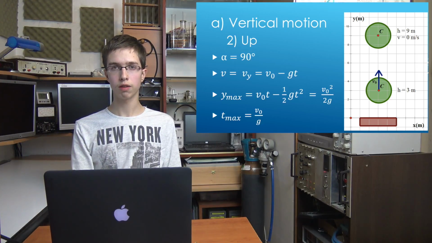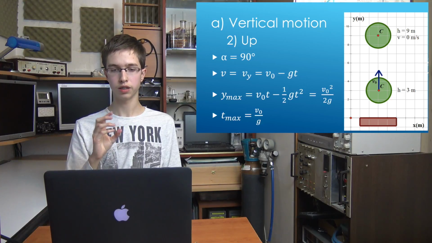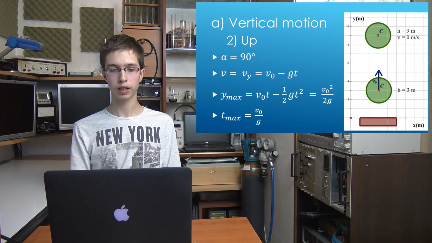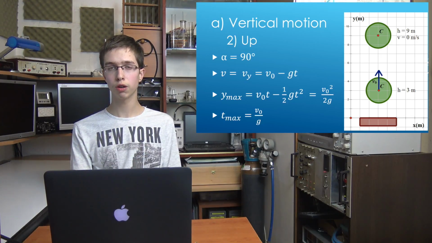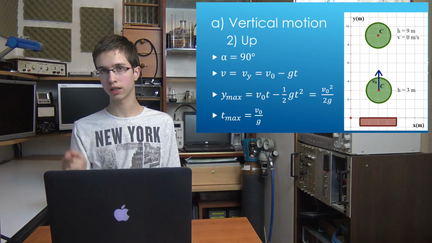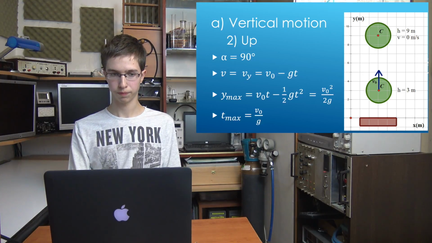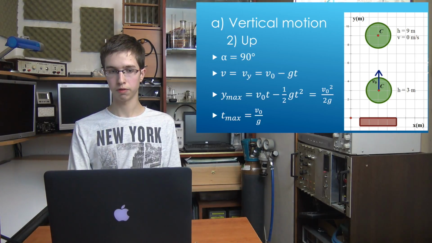And t max is the time for which the body makes that motion, which is actually the starting velocity divided by g. And in this picture we have a body which starts at the initial height of 3 meters with some starting velocity v0 and comes to the highest point of 9 meters, where its velocity comes to 0 meters per second because it stops at that highest point, and then it comes into free fall down. After that vertical motion up, it goes down into free fall.